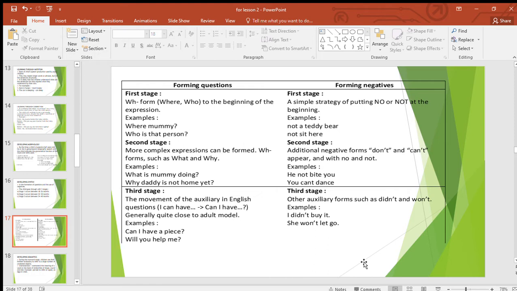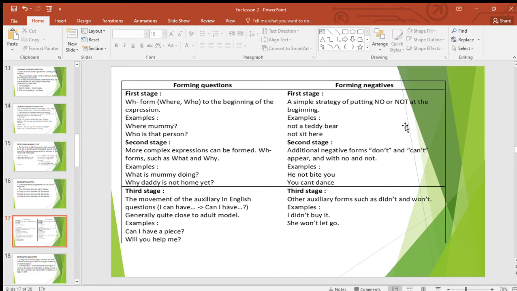So here we have the different forming of questions and forming of negatives in each stage. During the first stage, in the forming of questions, they are able to use the WH forms, such as where or who, at the beginning of the expression. They're trying to find their mother or mommy, or if they find a stranger, who is that person? In this stage as well, they're able to form negatives. So they're able to say no. They don't want something. They're starting to learn how to decline something. A simple strategy is putting no or not at the beginning. So that's not a teddy bear. Not sit here, that's my spot.